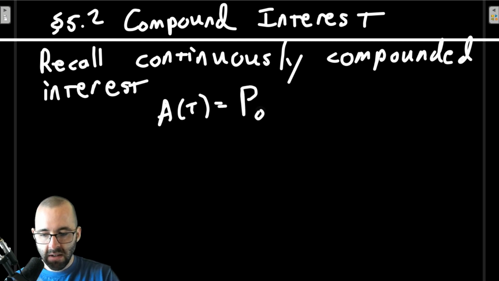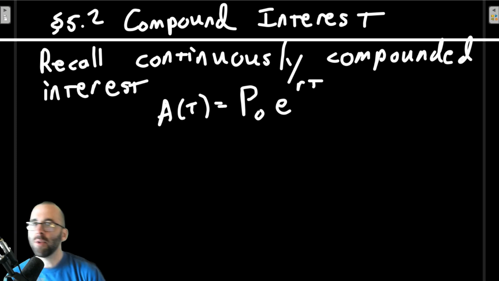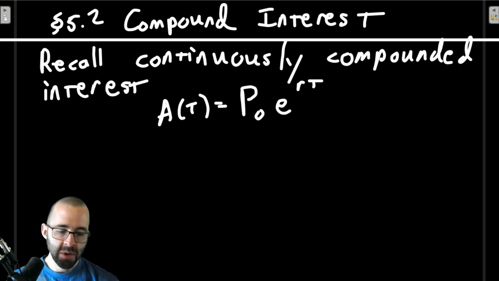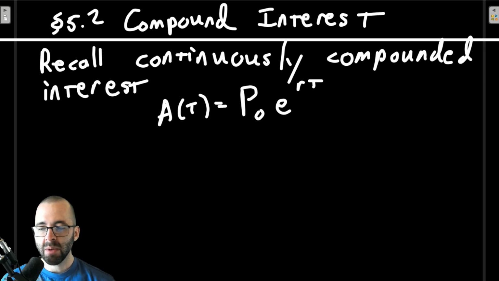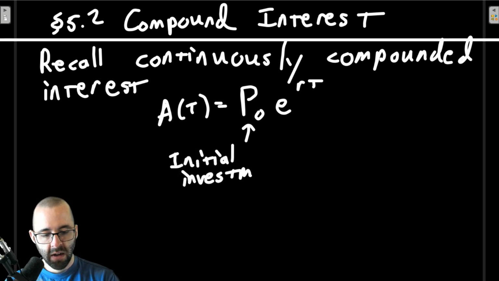The formula is A of t equals P naught e to the rT, which is exactly the same formula as exponential growth in the previous section. So this is just a specific application of everything we did in 5.1. P sub 0, P naught, is our initial investment. E is Euler's number. R is the interest rate as a decimal.